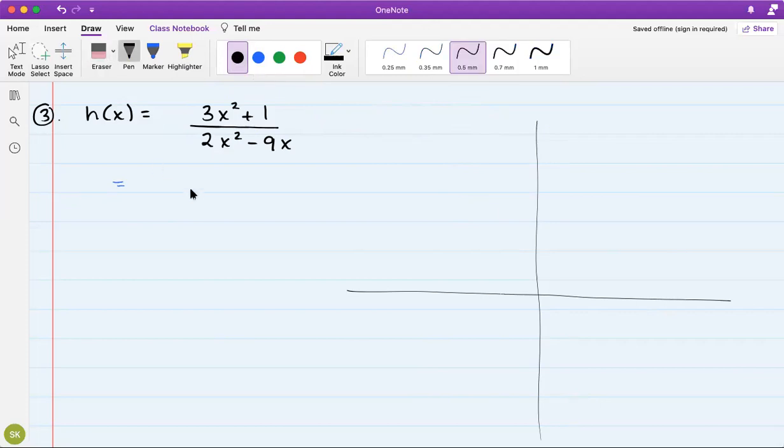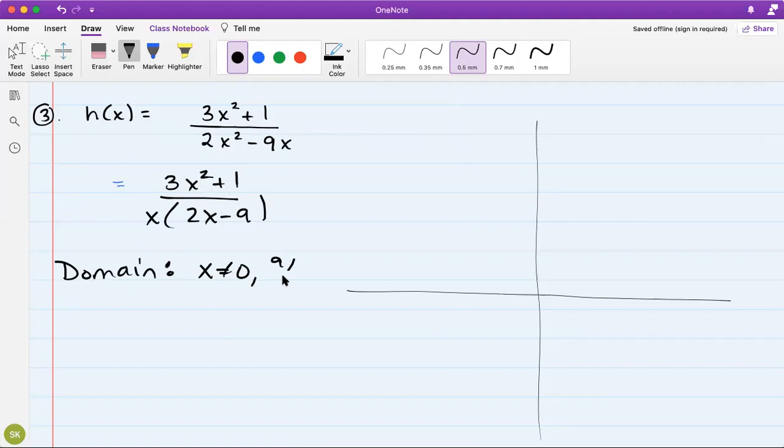On the bottom, however, we can take out this x and we get 2x minus 9. So you can see that for the domain, x can't be 0 and x can't be 9 over 2, 4.5. And because this is in lowest terms, our vertical asymptotes are exactly these two numbers. x is equal to 0 and x is equal to 9 over 2.